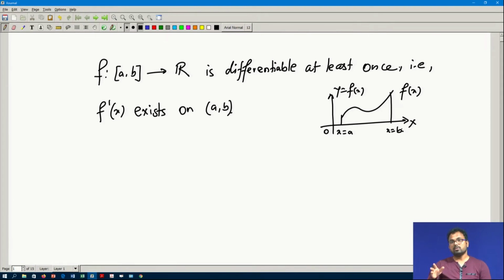So, if it is differentiable once, that means it will have maximum and minimum in that given interval a to b. So, you can talk about whether the function attains its maximum and minimum if the function is differentiable on the interval a to b.